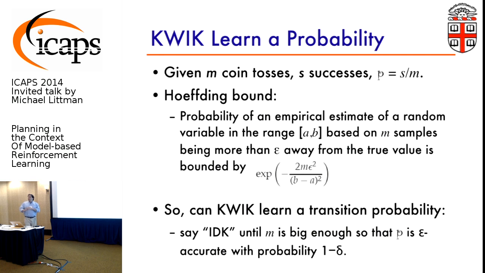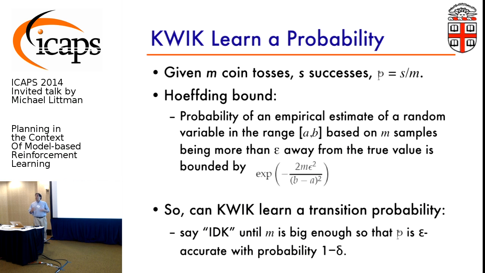So let me give a really simple example that actually is at the core of most of these algorithms anyway, so it's not a completely irrelevant example, where we can actually do this quick learning. So imagine that we've got a coin, and what we're trying to do is predict the probability that it comes up heads. Given m coin tosses, and s of them came up heads, we would estimate the probability as the number of heads divided by the number of flips. Okay, so that's not so surprising.